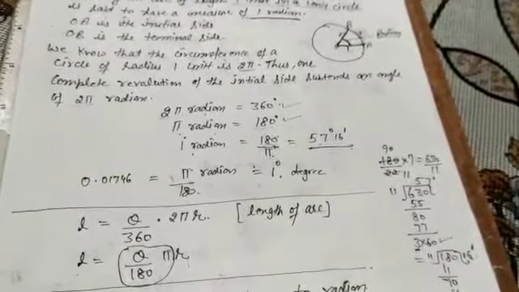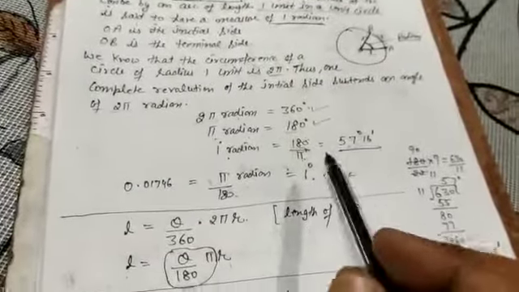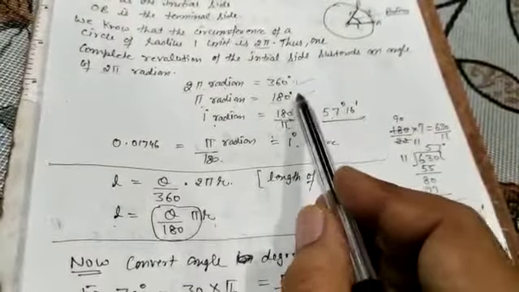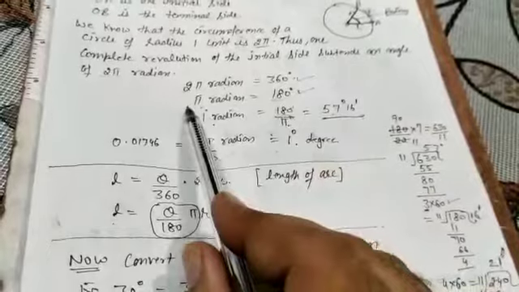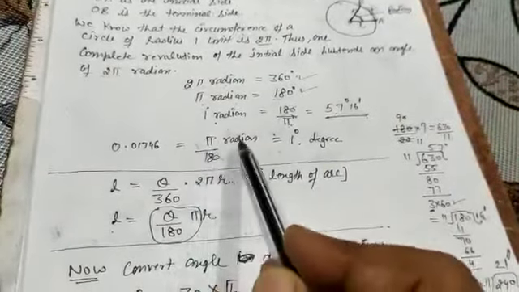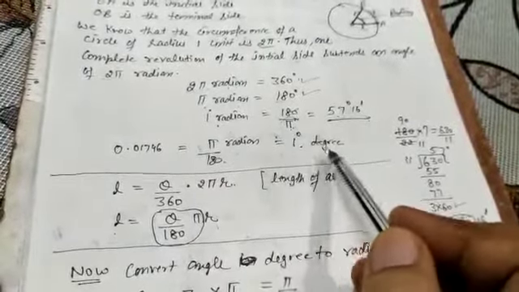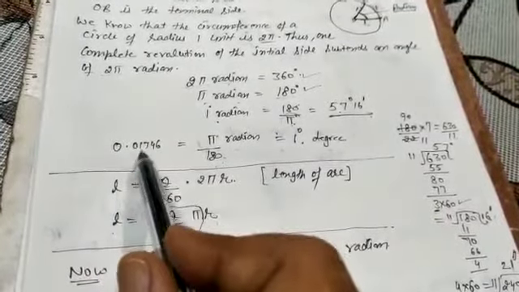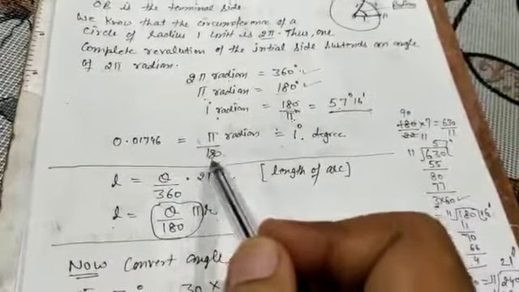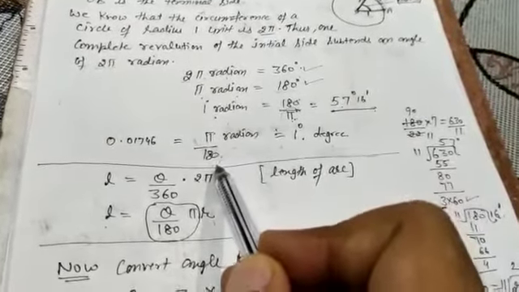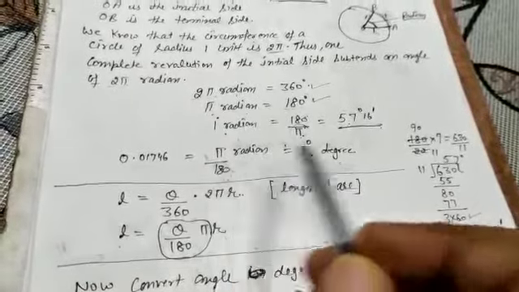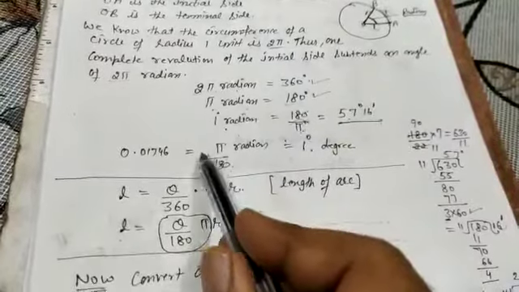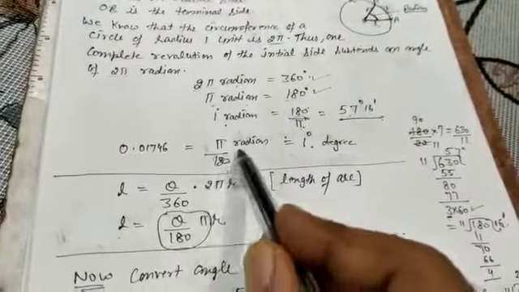If you want to convert degree into radian, see this one. It is 180 degree. If we convert into 1 degree, then this 180 should be in the division, so it becomes pi upon 180 radian. So 1 degree is equal to pi upon 180 radian, whose value is 0.1746, meaning 22 by 7 divided by 180. Remember that if you want to convert degree into radian, your angle should be multiplied by pi by 180.